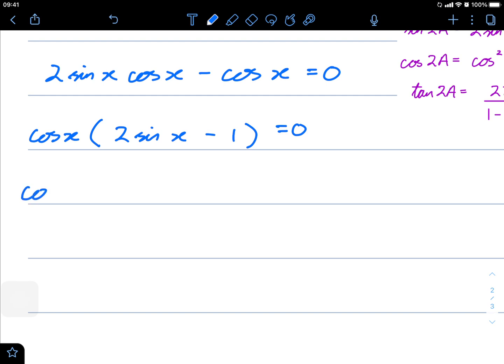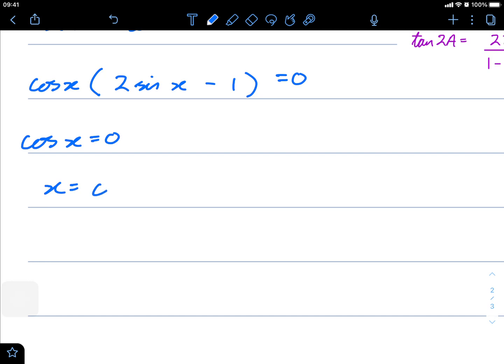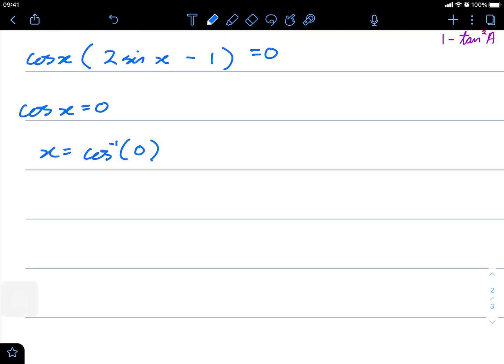And we solve this as we would using the zero product rule, as if it were a quadratic. So we get cos x is equal to 0, x is equal to cos inverse of 0, and from here you should use your calculator, or if you can recall your unit circle, you should get 90 degrees and 270 degrees, which if we convert into radians, that's going to be pi on 2 and 3 pi on 2.